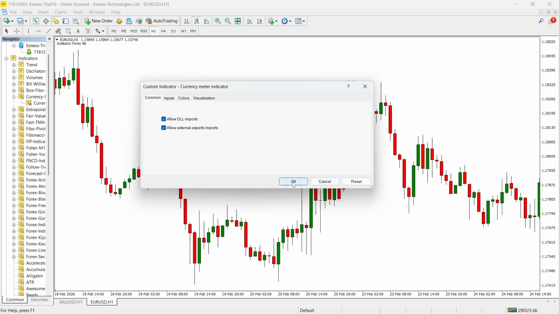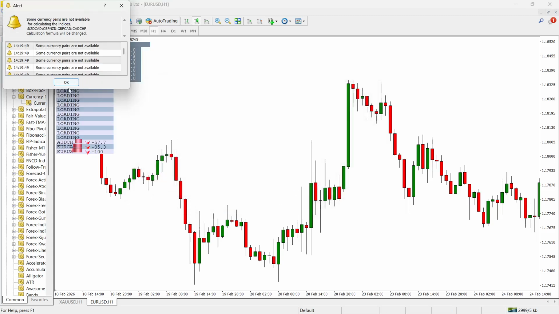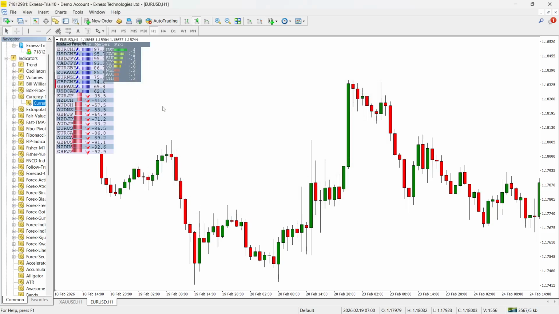I'm about to allow the DLL imports. Alright, there we have it. As you can see, the Forex correlation matrix appears as a grid style table in a separate window, as you can see up here, with currency pairs listed along both the rows and the columns.